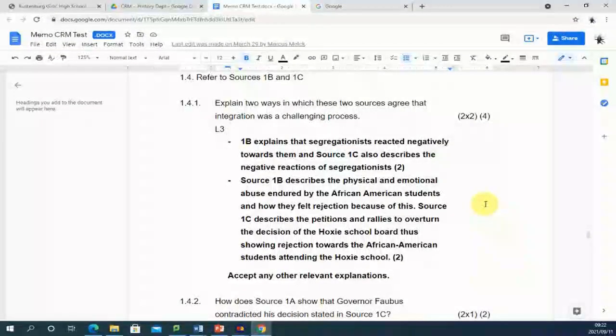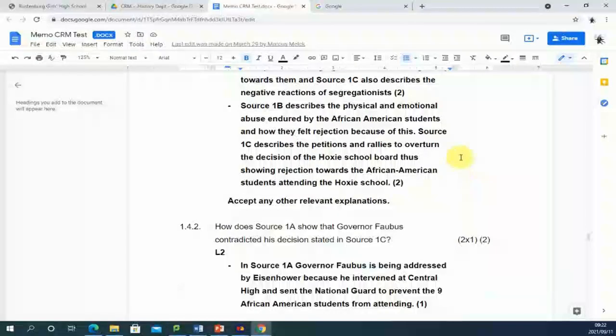Source 1B describes the physical and emotional abuse endured by African American students, and 1C describes the petitions and rallies to overturn the decision of the Hoxie School Board. Again, both showing the challenge.